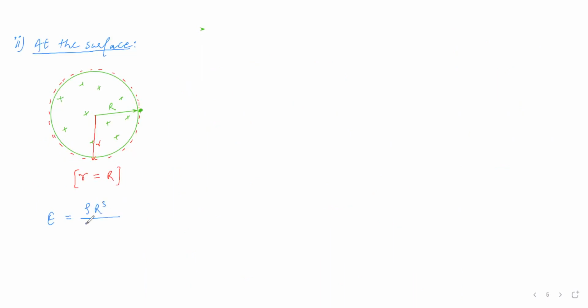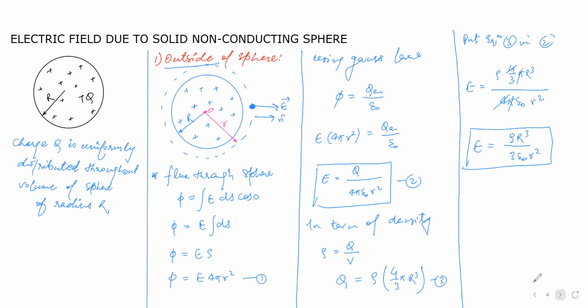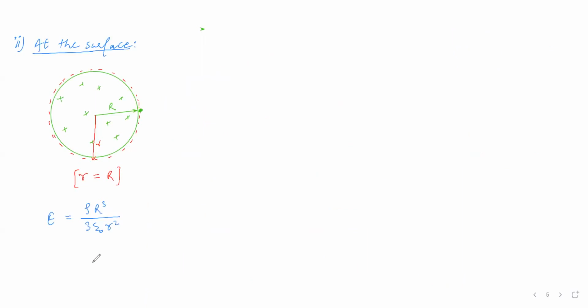over 3 epsilon naught small r square. And we have rho into r cube over 3 epsilon naught small r square, which can be written with capital R square. After solving it, you get E is equal to rho into R over 3 epsilon naught. This is your value of electric field at the surface of this sphere. Note it down, please.